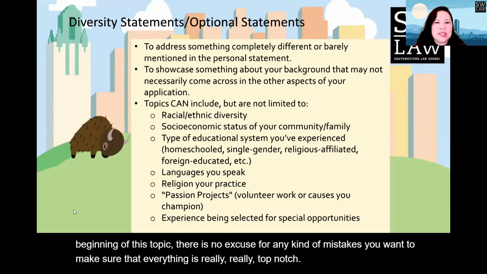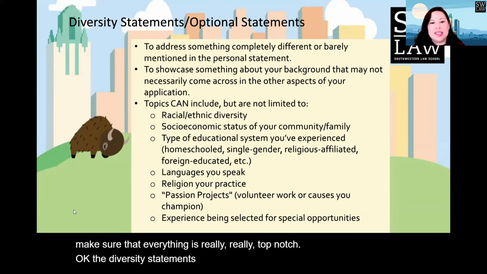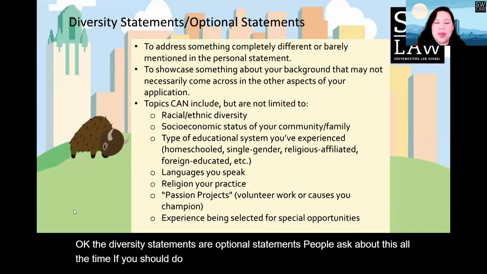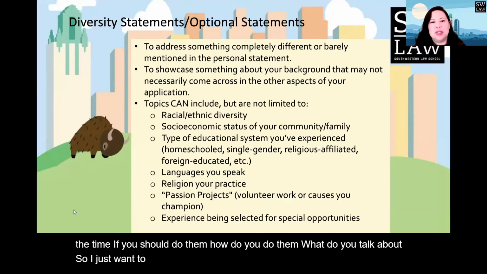Okay, the diversity statements or optional statements. People ask about this all the time. If you should do them, how do you do them? What do you talk about? So I just want to briefly give you some perspective on that.